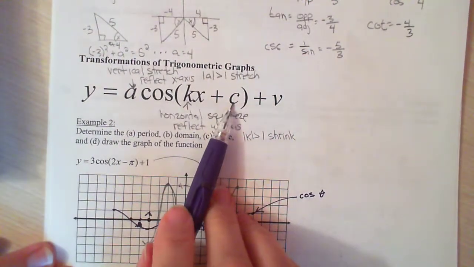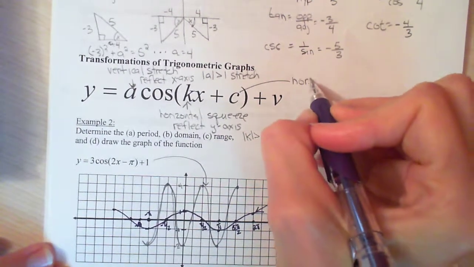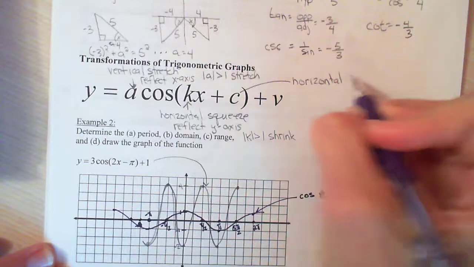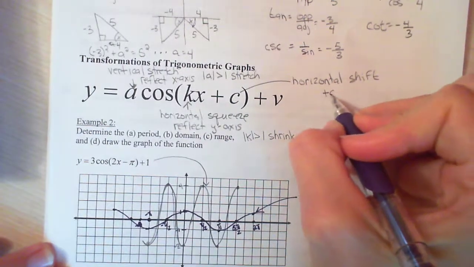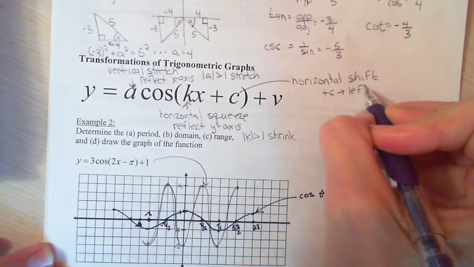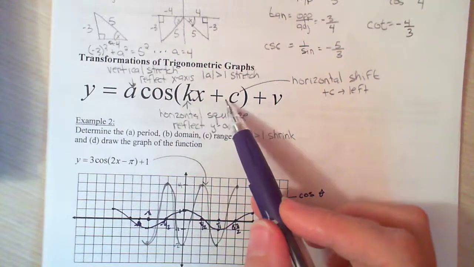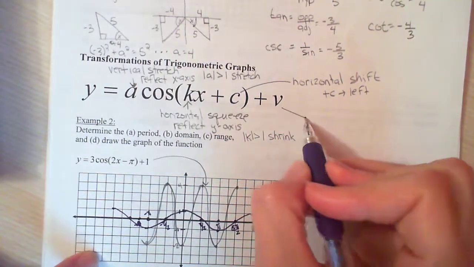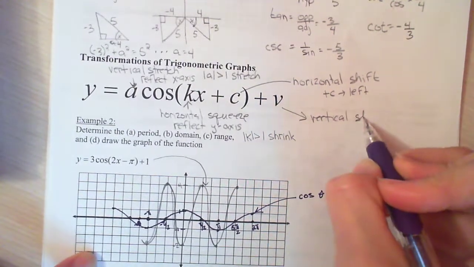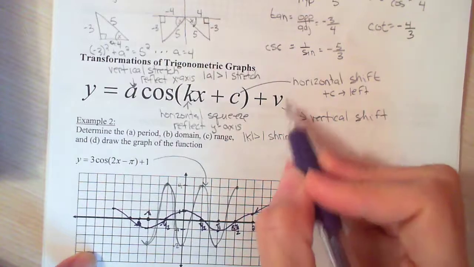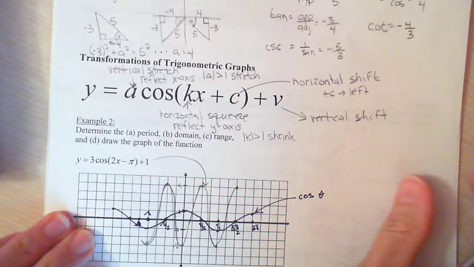Okay, C, these are easier. This is a horizontal shift. So this shifts it right and left. And remember, if it's a positive C, then it moves to the left. So think the opposite. Positive C goes to the left, negative C goes to the right. And D is a vertical shift, up and down. Positive up, negative down. So this one you do not have to think opposite.